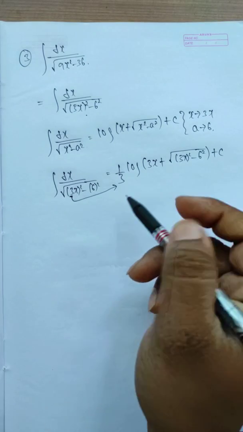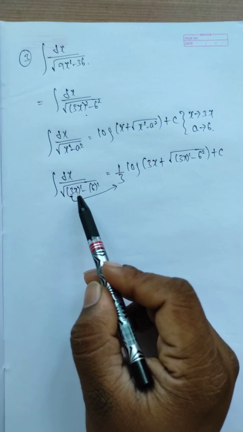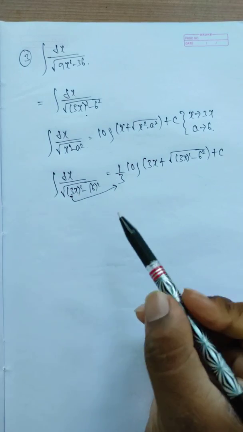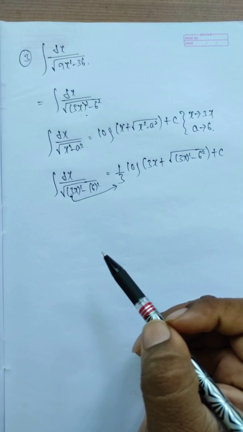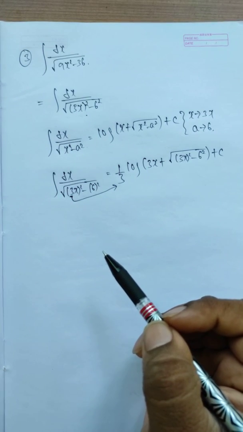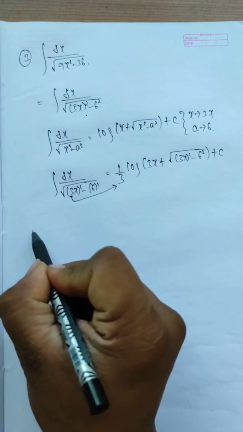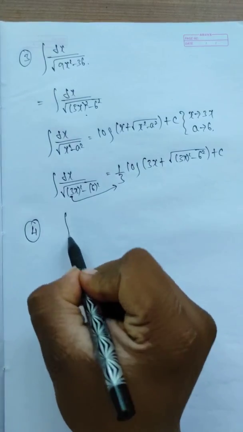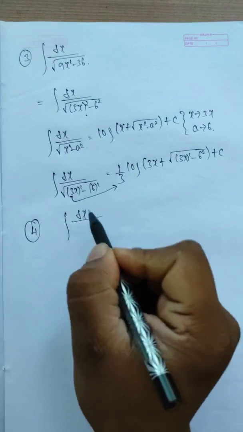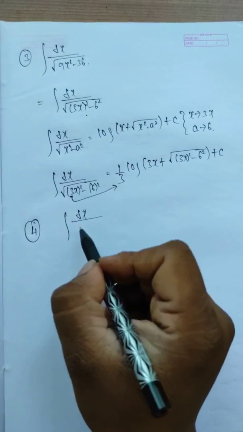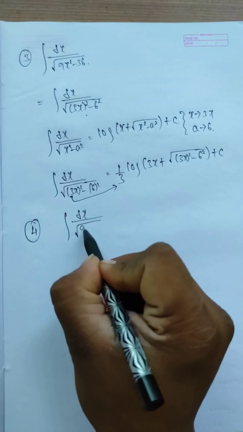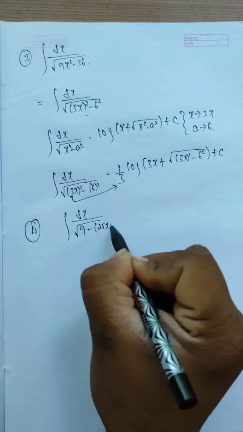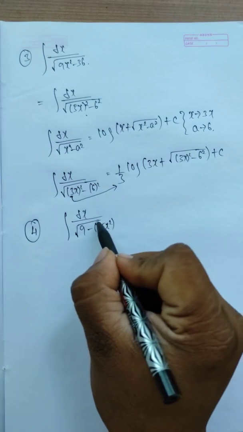So what is new in this problem? On integration, if any x coefficient exists, write the x coefficient in the denominator. Is it clear? Is it okay? Next, integration of dx by root of 9 minus 25x square. This is the given problem.